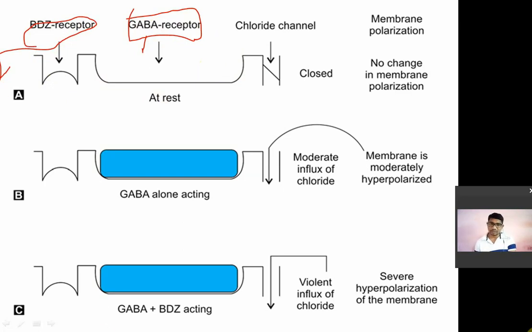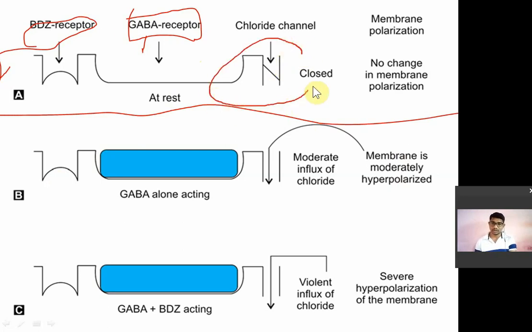Normally, GABA receptor at rest. अभी diazepam या फिर benzodiazepine दिया नहीं, तो at rest क्या होगा? At rest, the chloride ion channel is closed. That means there is no change in the membrane polarization at rest.